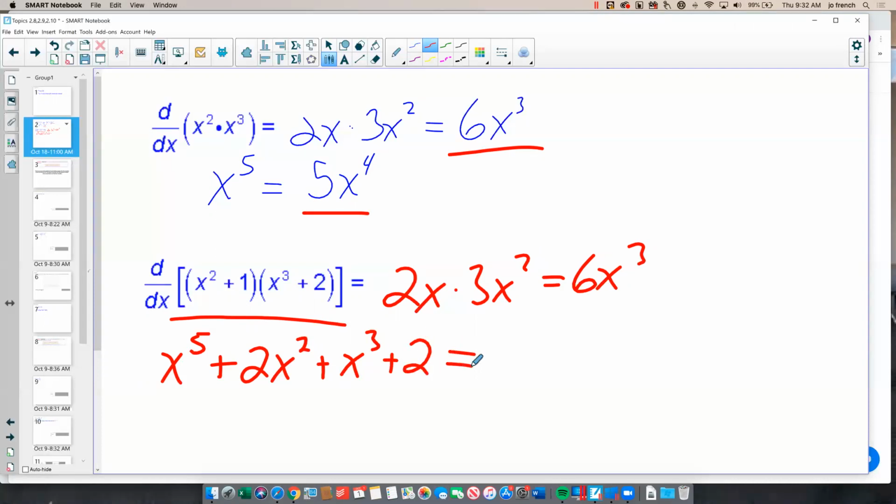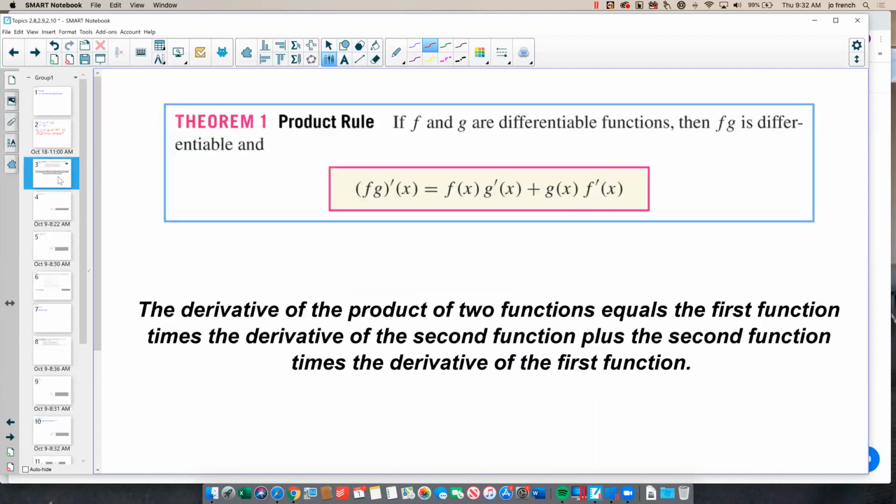And if we take the derivative here by the power rule and our sum rule, we would get 5x to the fourth plus 4x plus 3x squared plus 0, because the derivative of a constant is 0. Clearly, these two are not the same. So that's why we have our product rule, where the derivative of a product of two functions equals the first function times the derivative of the second plus the second function times the derivative of the first function.